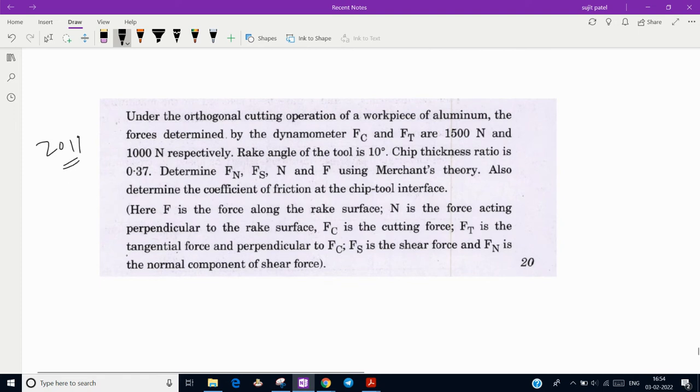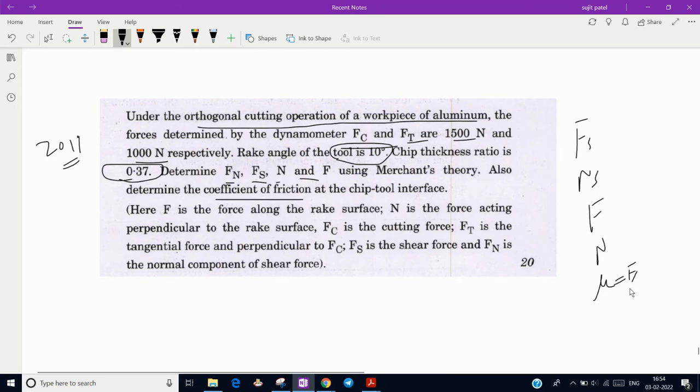In 2019, under the orthogonal cutting operation of the workpiece aluminum, Fc and Ft are given as 1500 and 1000. Rake angle of the tool is 10 degree. Chip thickness ratio is 0.37, given. We have to find Fn, Fs, N and F. That means all the forces: shear force, normal to shear, frictional force and normal to the friction, all that we have to find. And also determine the coefficient of friction, that is mu, which is ultimately F by N.